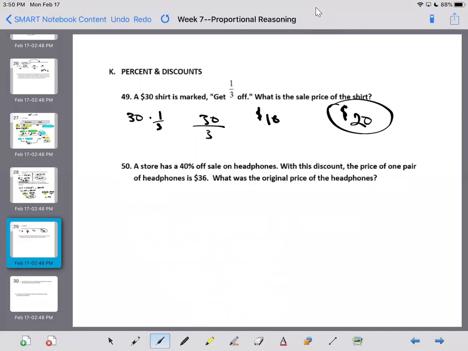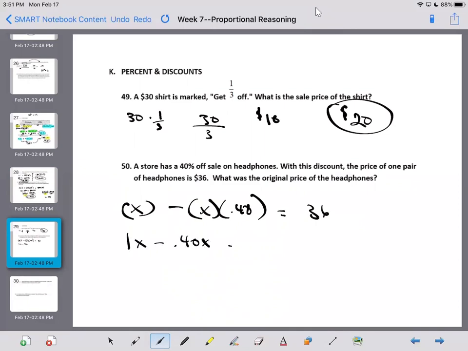A store has 40% off on headphones. With the discount, the price of a pair of headphones is $36. What was the original? Well, I don't know what the original was, but I know that if I did, I would have to take 40% of it, and my total bill would be $36. Well, this is represented as 1x. This is represented as 40/100x is equal to 36. So 1 take away 40/100 is actually 60/100. And if you take 36 and divide it by 60/100, you're going to get $60. So that's what it was originally.